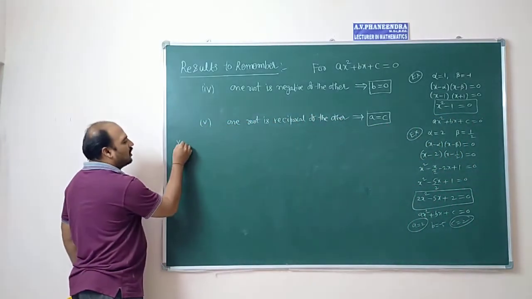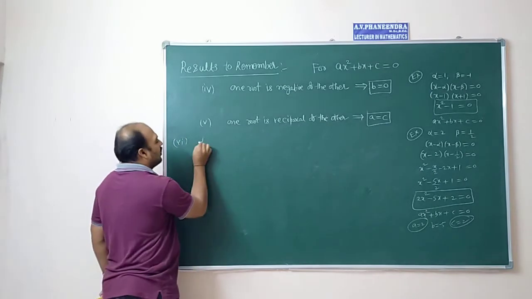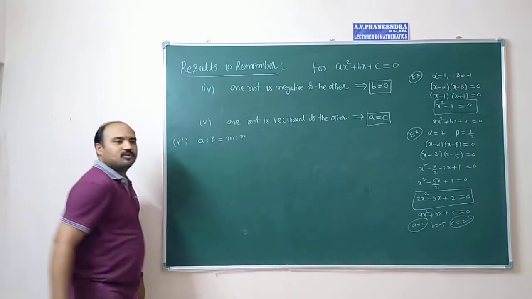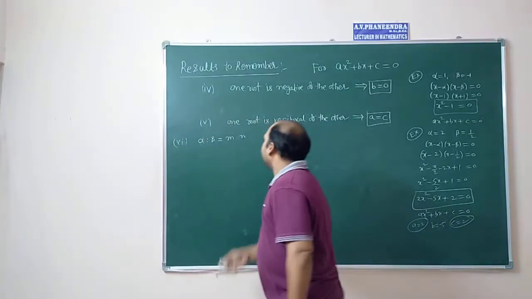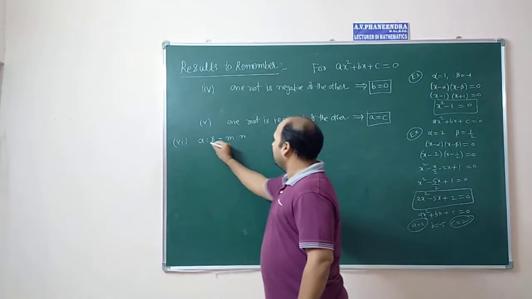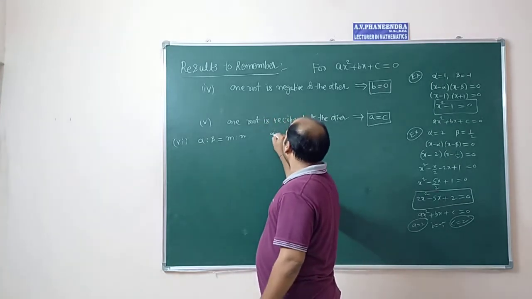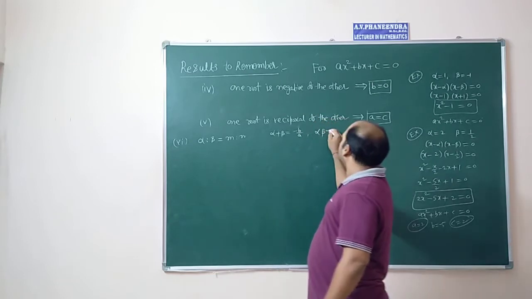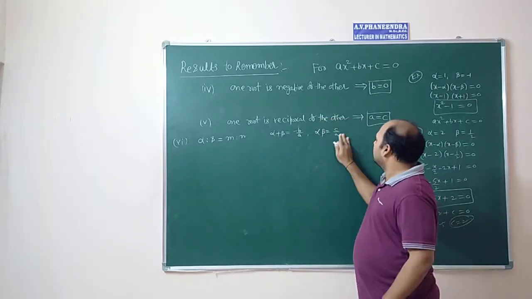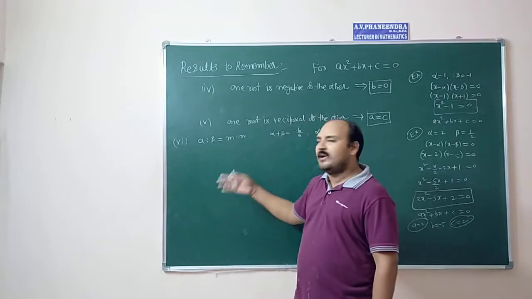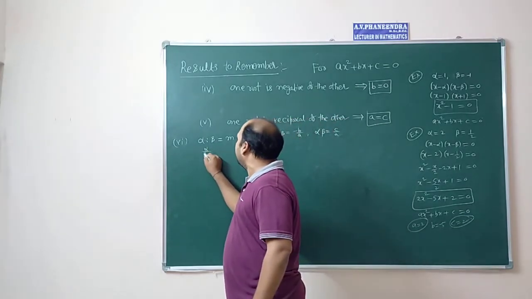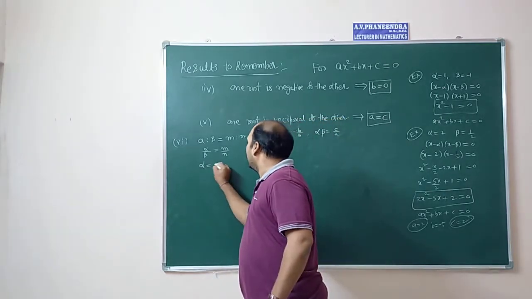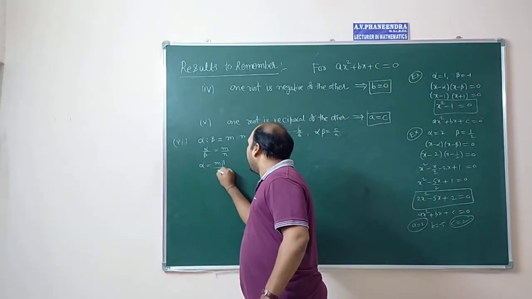If the roots are in the ratio alpha is to beta equal to m is to n, at that time what condition are we going to get? We know that alpha plus beta is equal to minus b by a, and alpha beta is equal to c by a. So alpha in terms of beta, or beta in terms of alpha, you have to write it. Alpha by beta is equal to m by n, so alpha is equal to m beta divided by n.